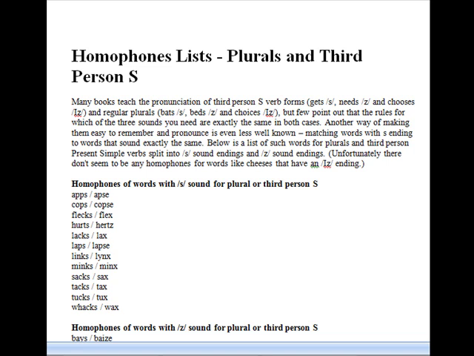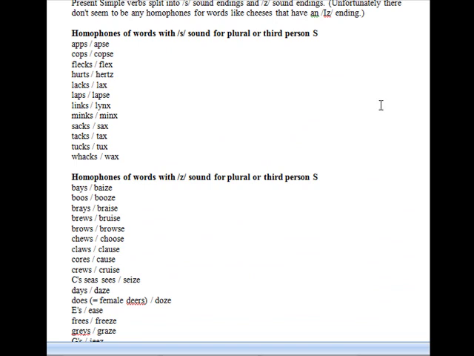I shall begin with the list here. I will sound each word as they are pronounced in English. These sounds here are the third person and plural with the S sound. Apps, cops, flex, hurts, lax, lasp, lynx, minx, sax, tax, tux, wax.